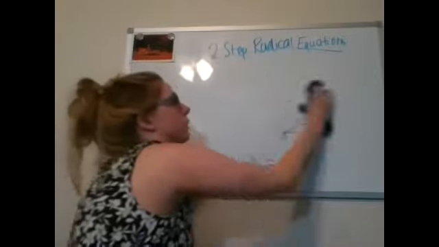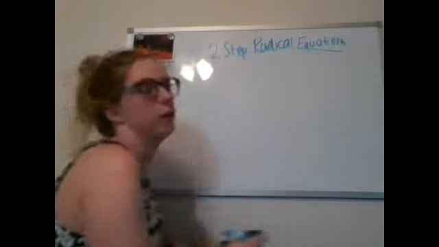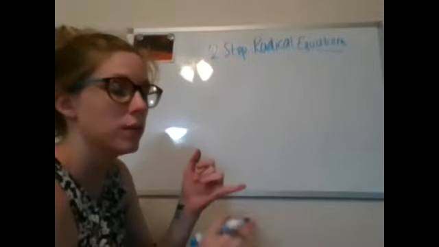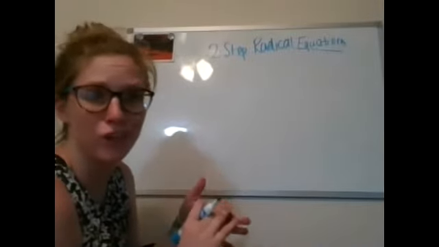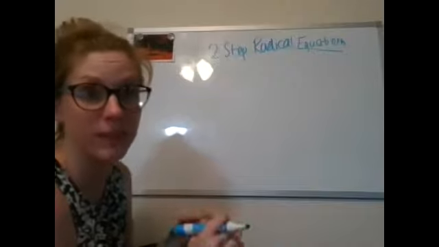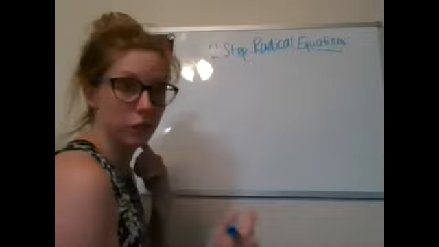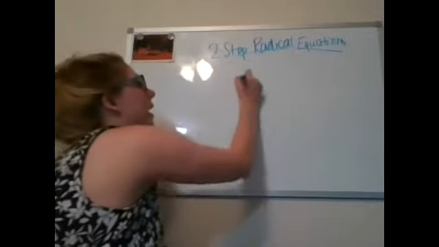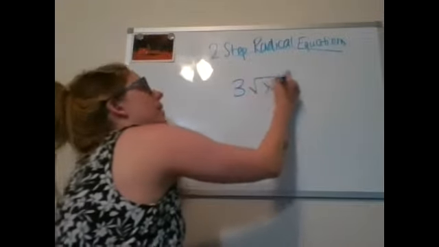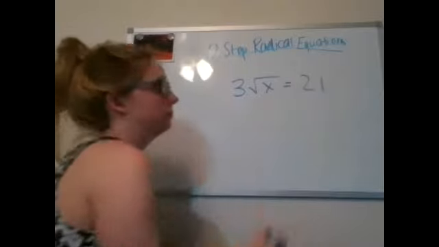Essentially what we do when it's outside of our function, we will always do the addition, subtraction, multiplication, or division first. Then we take care of the square or the square root, okay? Let's look at some square root ones. Say I have 3 square root of x equals 21.